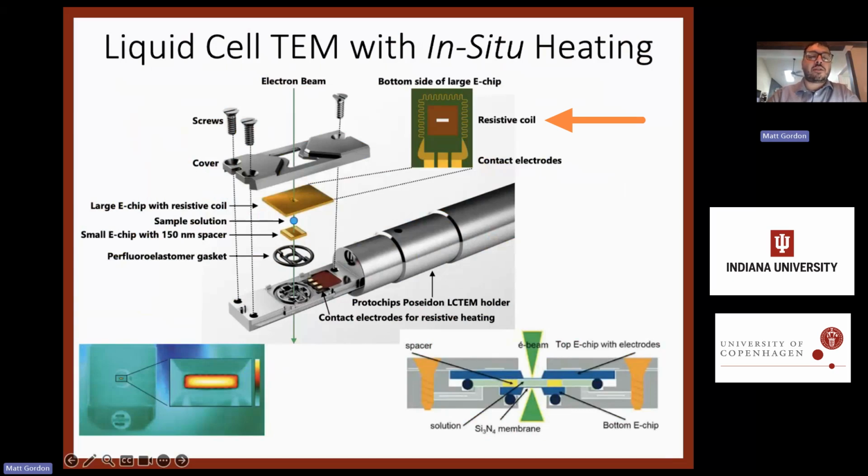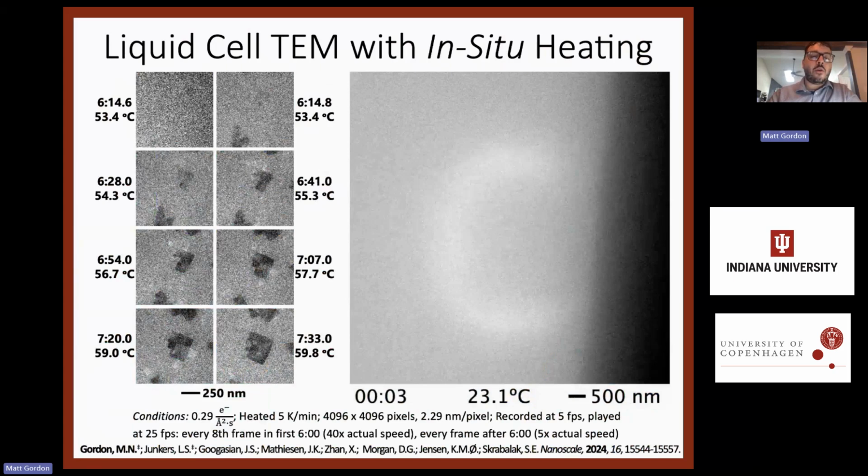So those electrodes could be connected to the holder, where the application of electricity here could then be used to heat up our sample to a desired temperature. And so we were able to then watch the nucleation and growth as we heated this up. I'll show here a video of the nucleation and growth happening.